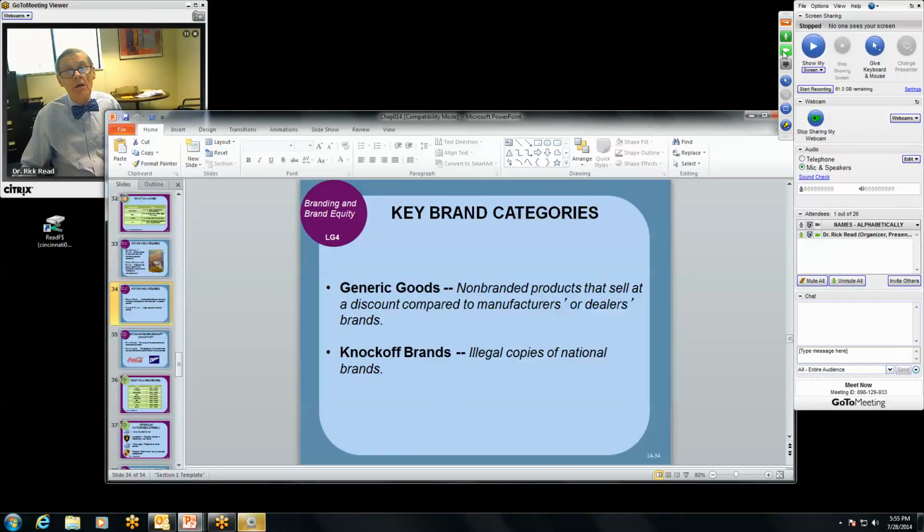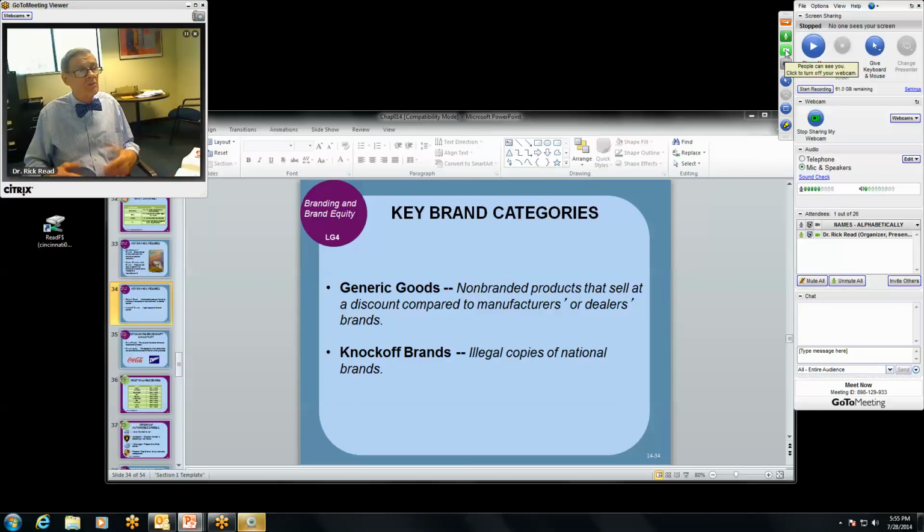Generic goods. These are products that don't have brand names and are sold at a discount when compared to either manufacturer or dealer brands. And the knockoffs are exactly what they say. Keyword, knockoff is illegal. You can go up to Times Square in New York and people are trying to sell you Rolex watches for $100.